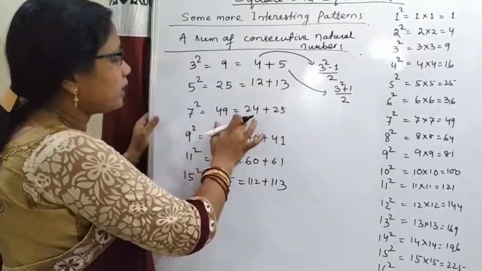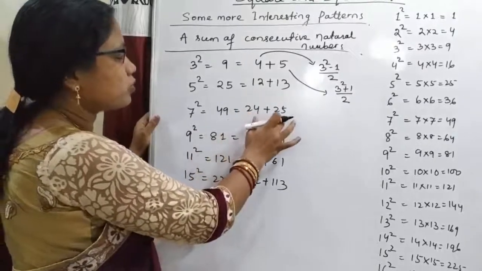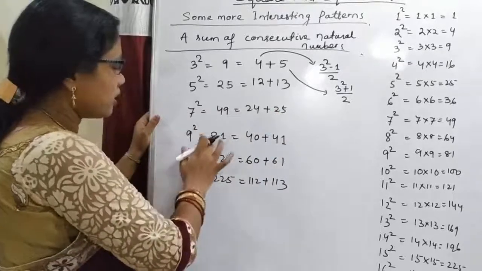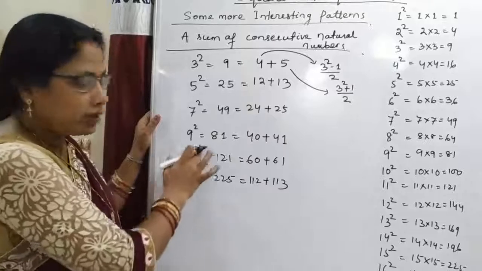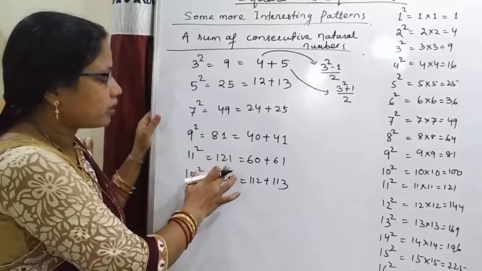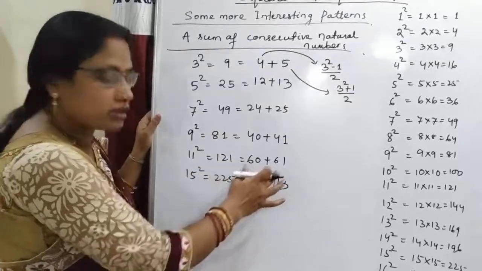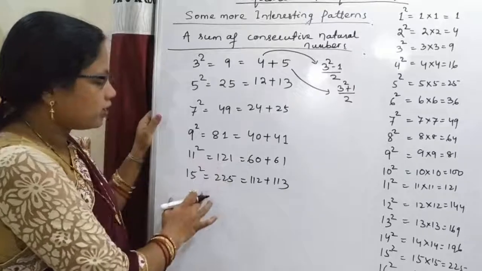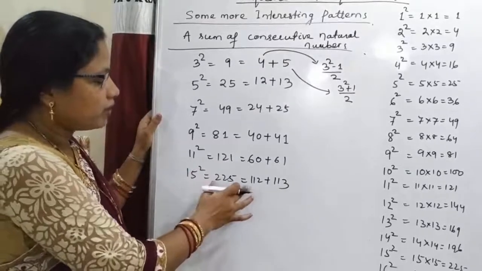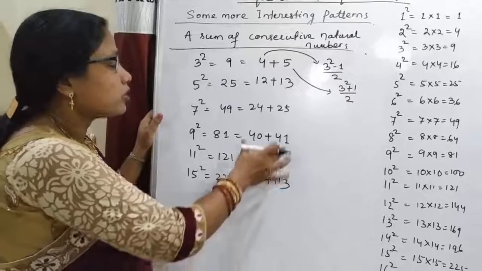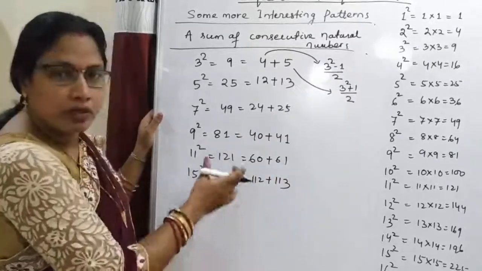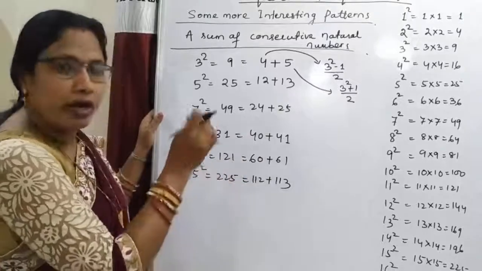So here 49 can be expressed as 24 plus 25. So here 9 square is equal to 81 is equal to 40 plus 41. 11 square is equal to 121 is equal to 60 plus 61. So 15 square is equal to 225. This is equal to 112 plus 113. So these two consecutive numbers also follow a pattern.